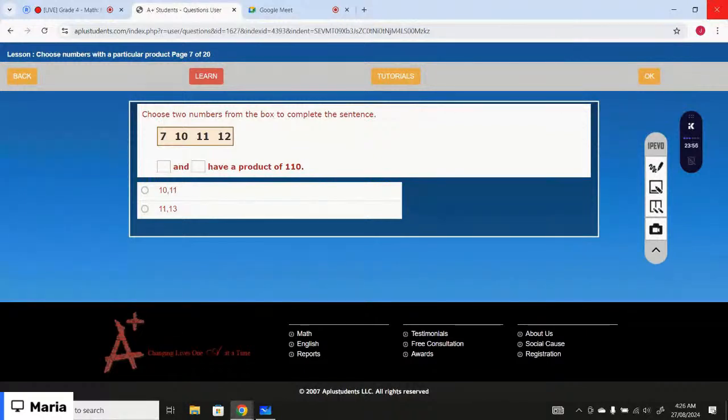That is option number 1. 10 times 11 is 110. Option number 1 is the correct option. Very good.